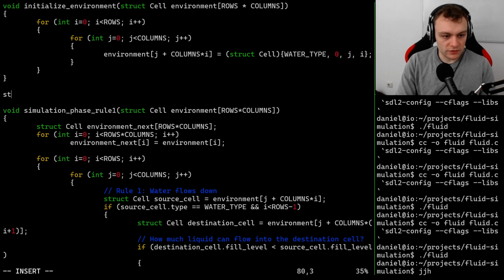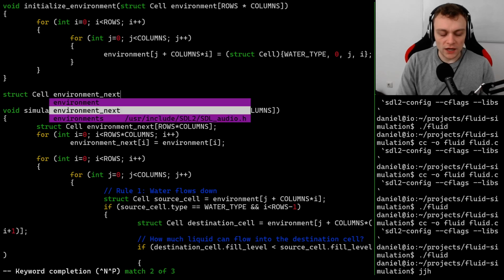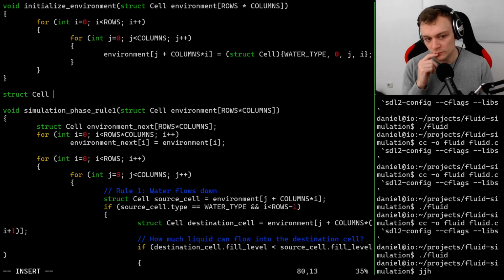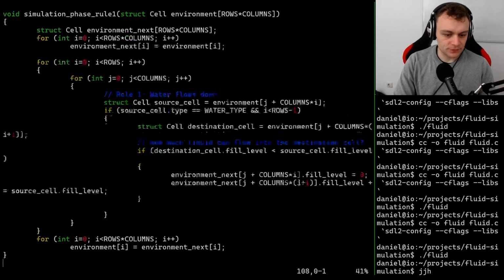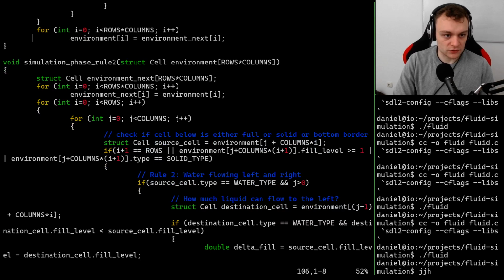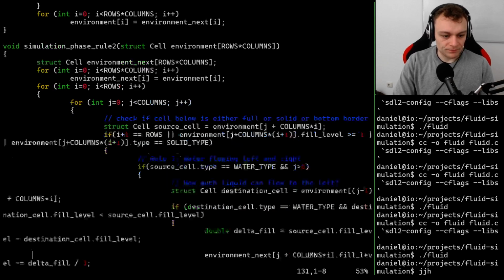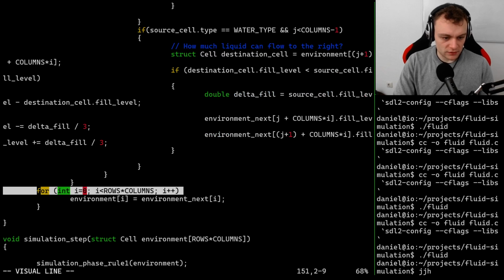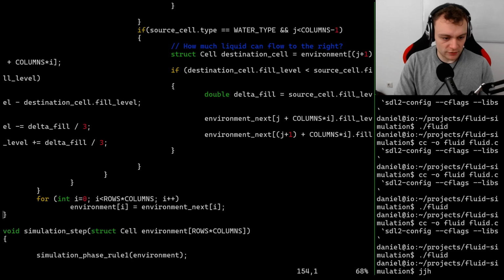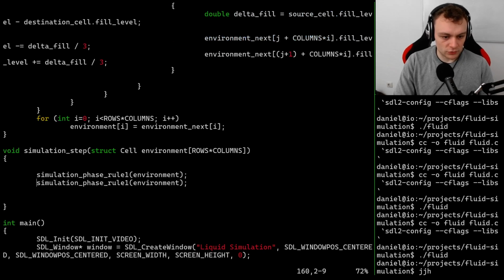So we create a method that returns a struct cell environment. I'm not sure if we can return empty arrays. I'm not sure about that. No, let's just leave it like that, just to have some more explicit code. If it's required, we can adapt it at the end of the method. And this for loop needs to be at the end of this method. And that should be simulation phase rule number 2.